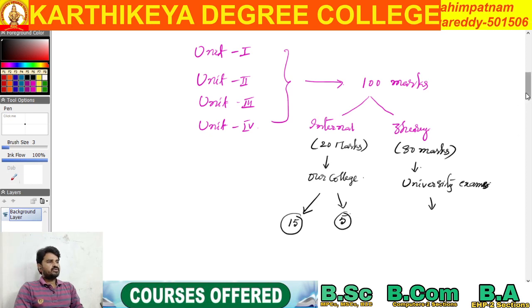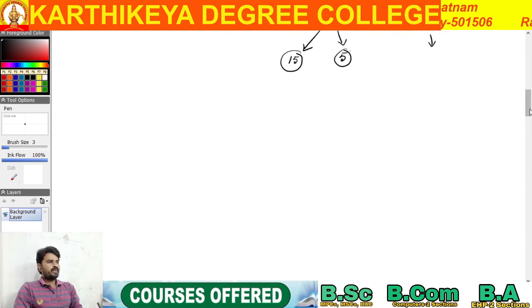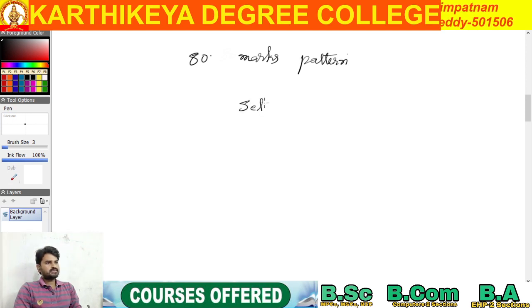Now the question paper pattern for the 80 marks. In the final examination the question paper will be divided into two sections. Section A consists of 8 questions, that means including internal choice, you have to attempt any 4 questions. Each question carries 5 marks.